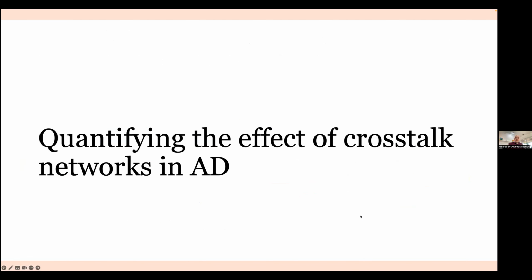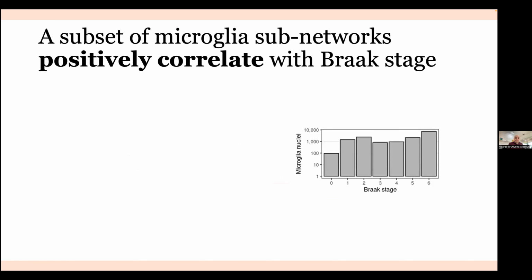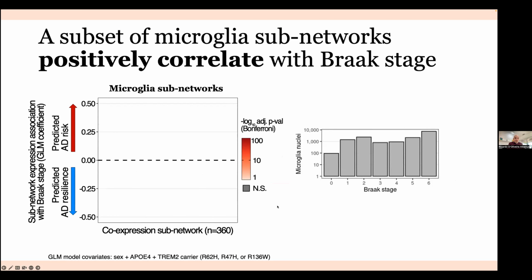So now we wanted to leverage our large cohort and determine the association of this TREM2 subnetwork with neuropathological burden in AD. So our data set is fairly well represented across Braak stages. So this way we can correlate the gene expression of these subnetworks with Braak stage. So on this plot on the left, the y-axis is the association of the subnetwork gene expression with Braak. So positive values mean that the expression of this network is positively associated with Braak, and therefore it's predicted to increase AD risk. And negative values means that it's predicted to increase Alzheimer's disease resilience.